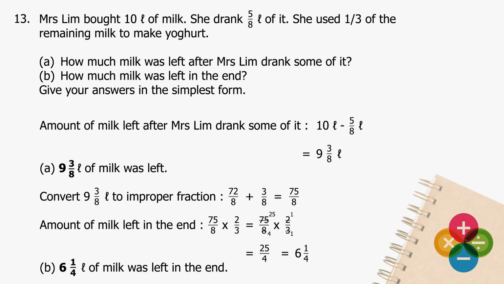Mrs. Lim used 1/3 of the remaining milk to make yogurt. She was left with 2/3 of the remaining milk. The amount of milk left in the end will be multiply 75/8 by 2/3, and the product is 25/4. Convert 25/4 to mixed number will be 6 1/4. B. 6 1/4 liters of milk was left in the end.